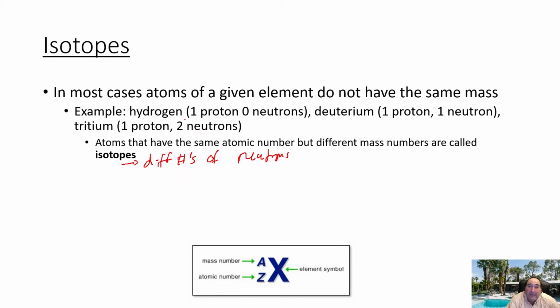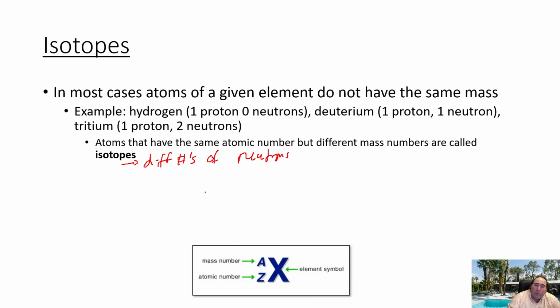Because the protons can't change, it's actually the neutrons that make up the mass difference that we see in isotopes. So hydrogen, for example, has one proton and no neutrons. Deuterium, which is sometimes referred to as heavy hydrogen, has one proton and one neutron. And tritium, which is kind of like the radioactive version of hydrogen, has one proton and two neutrons.